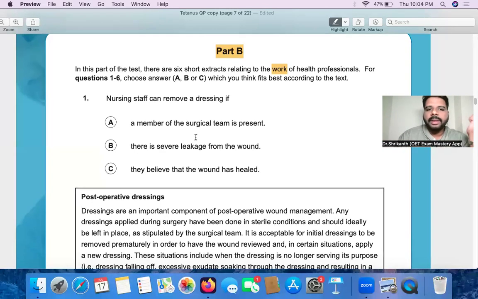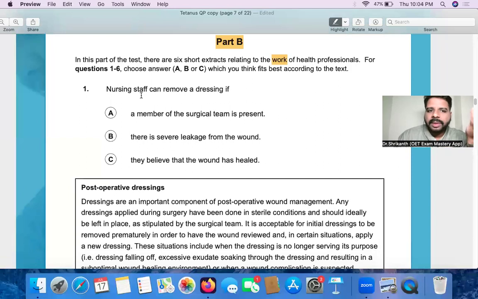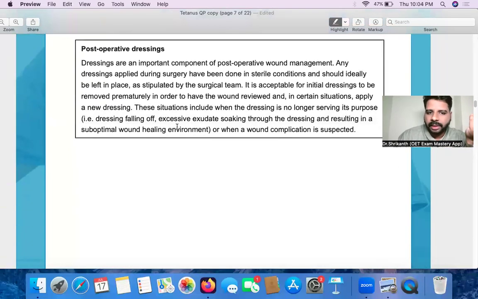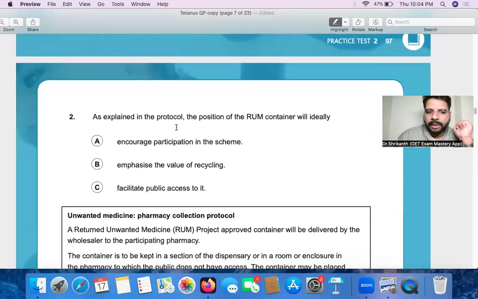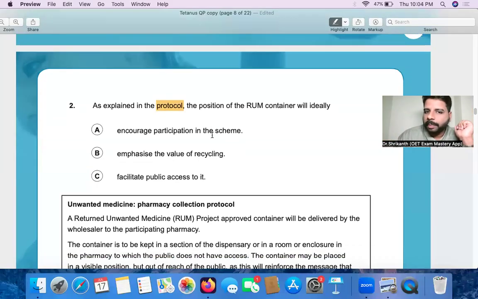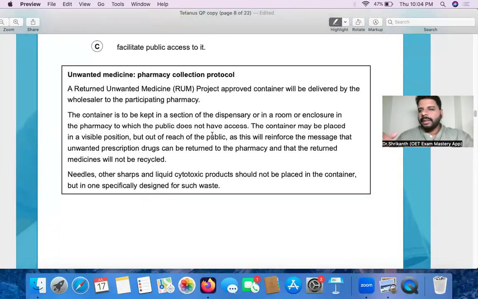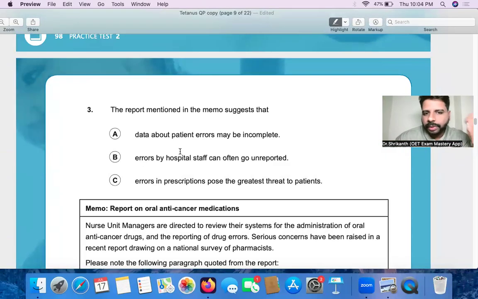Now see over here, in yesterday's class, we said this is a guideline. Nursing staff can remove. So this is a guideline to the nursing staff. That is a workplace related document. Now you see over here a protocol. Protocol means a series of steps. That is also a workplace related document. It's a very long document. From that, they take a short excerpt. And then over here, this question we will be doing today.